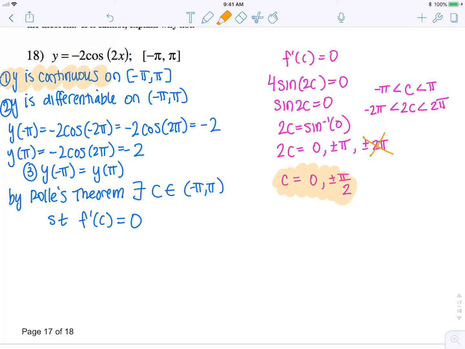And here are the 1, 2, 3 hypotheses for the Rolle's theorem and our overall conclusion from it.